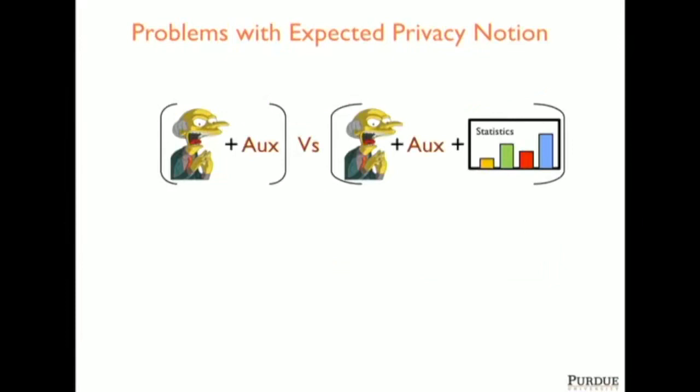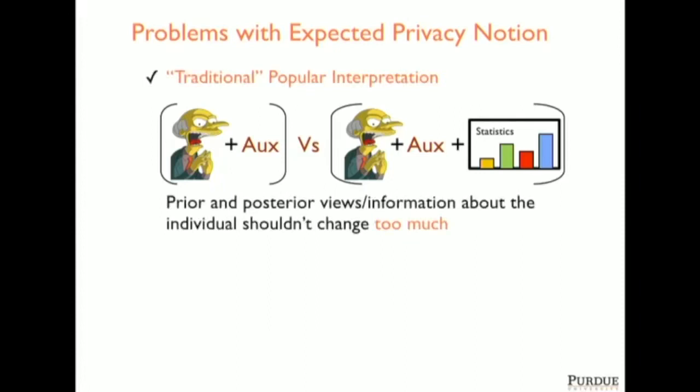Now, putting this in a slightly different perspective, what we are comparing is an adversary, which is an algorithm, with auxiliary information, against the same adversary with this auxiliary information and some statistical information regarding the database. What we want to say is that the prior and the posterior view, or the information that the adversary can get about an individual, should not change much. So we are comparing the left hand side and the right hand side, and there should not be a huge difference in the information that the adversary can obtain.